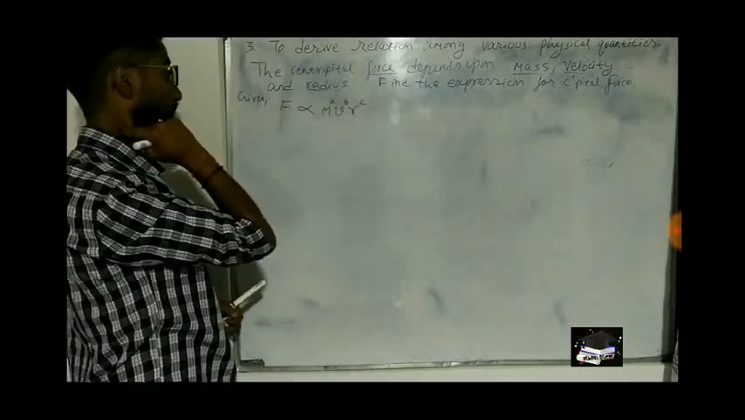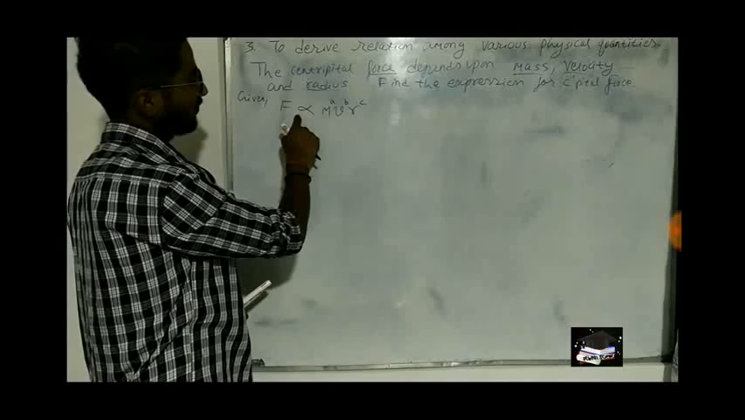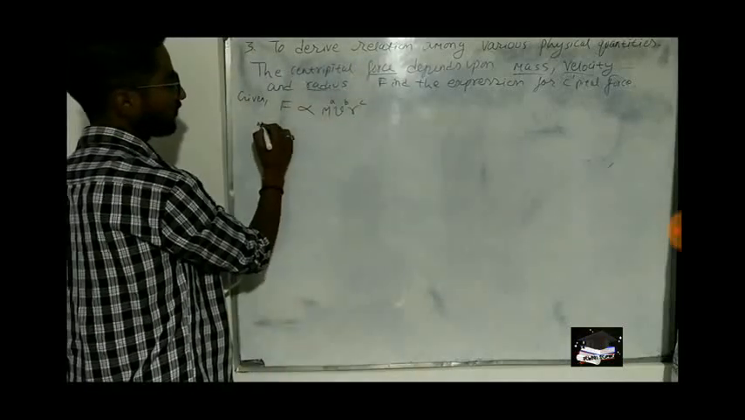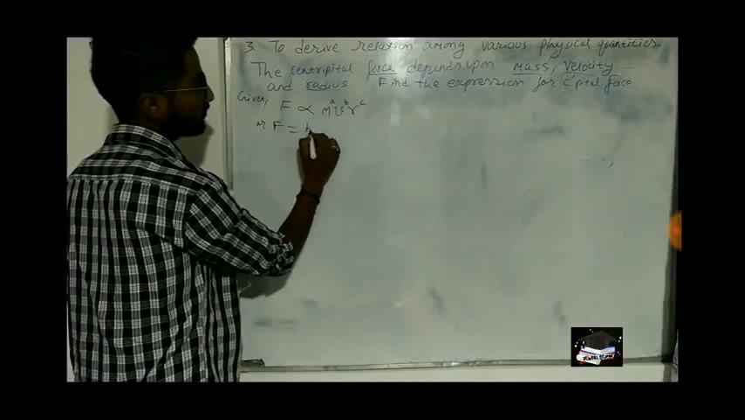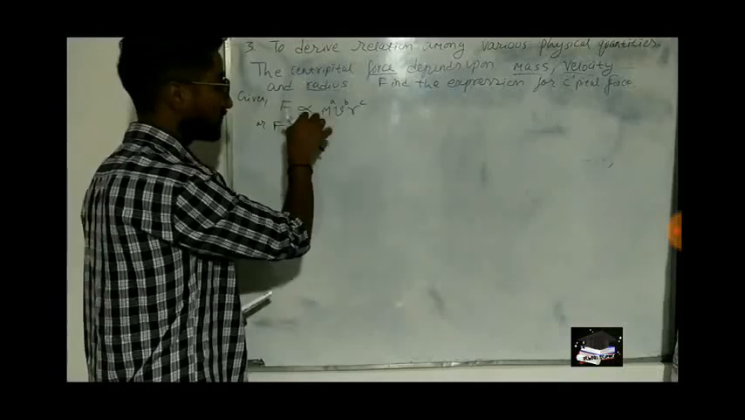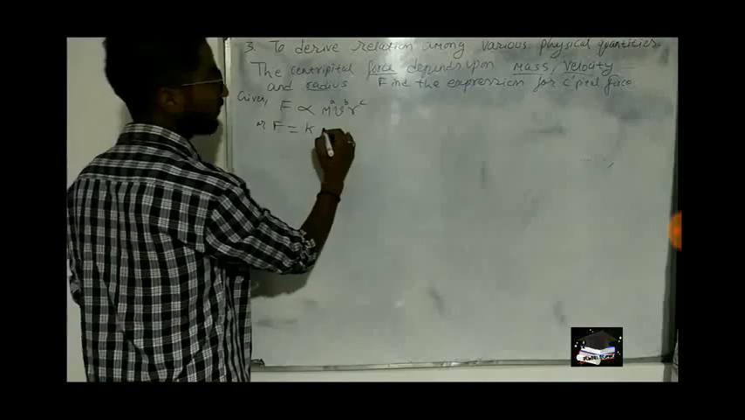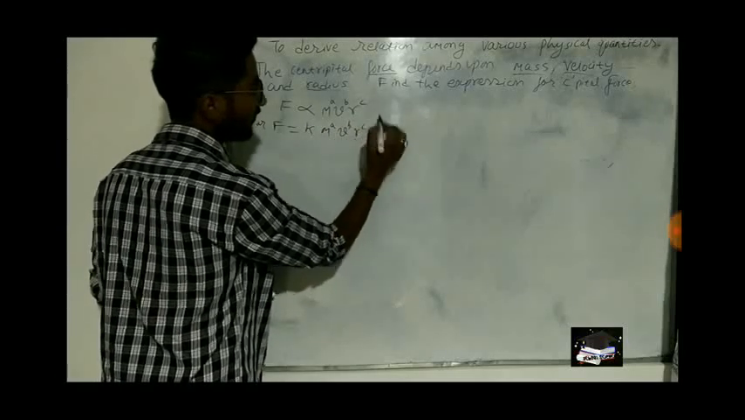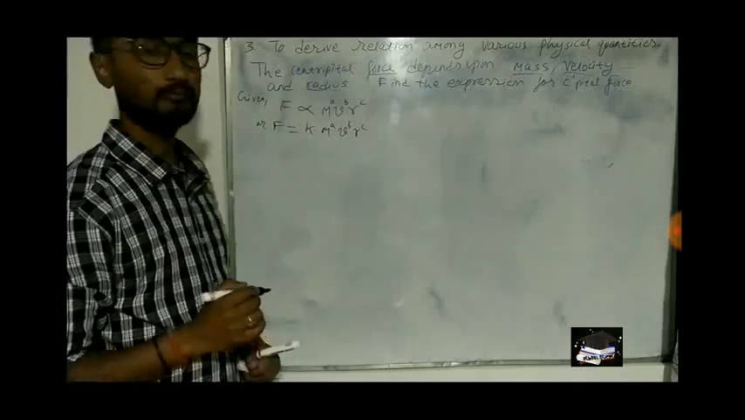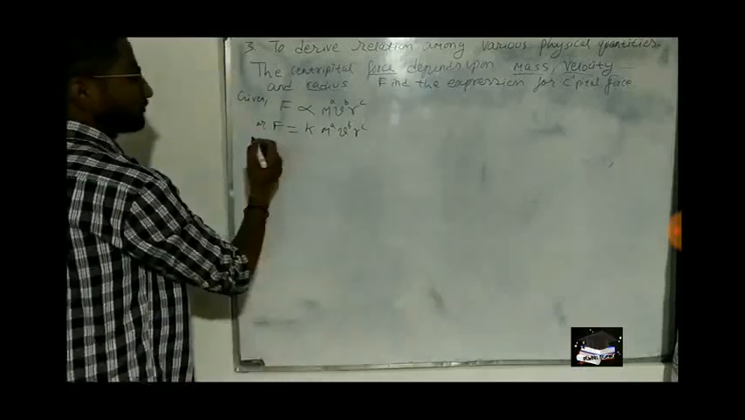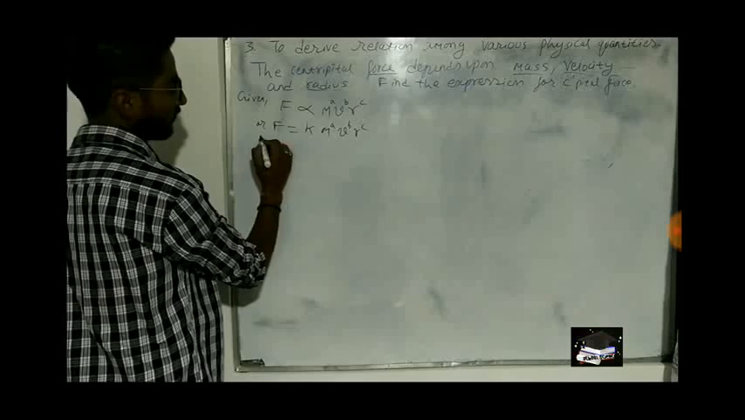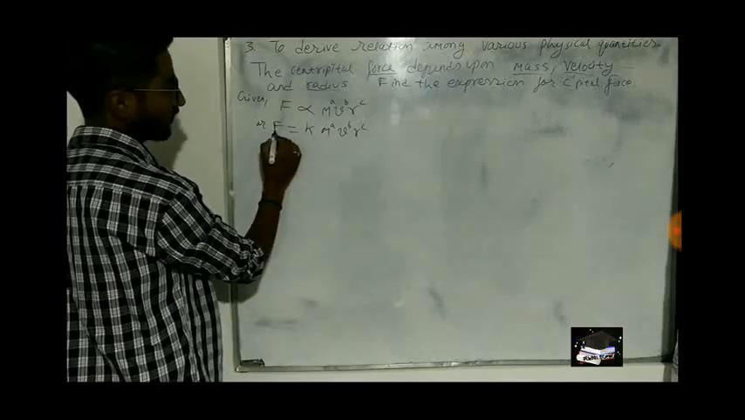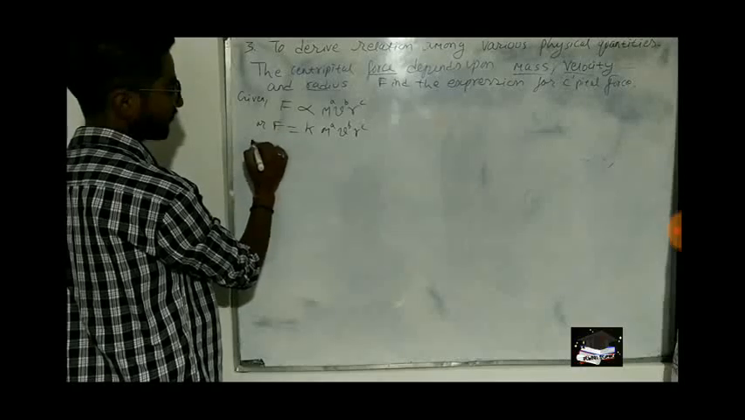Now let us remove this proportional sign and keep one constant, so F equals K. If we remove the proportional sign, we have to keep a constant. M to the power A, V to the power B, R to the power C. Now let us apply dimensions.